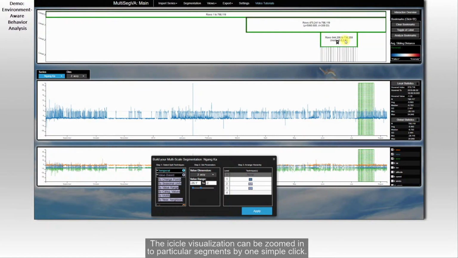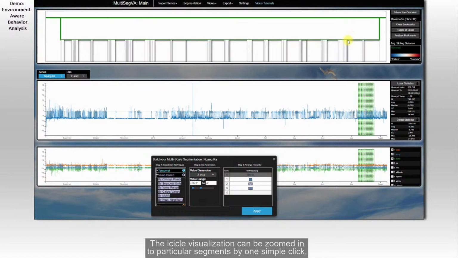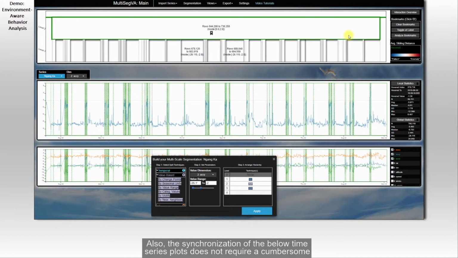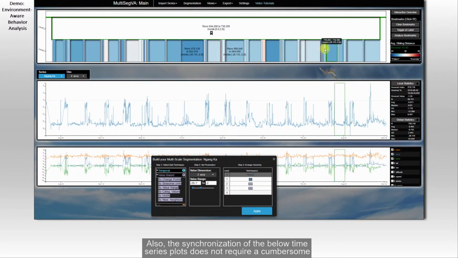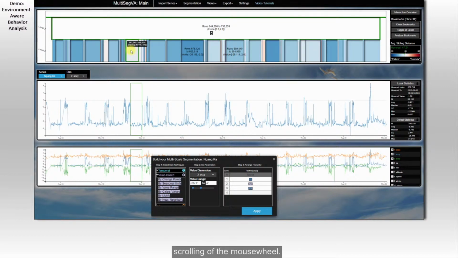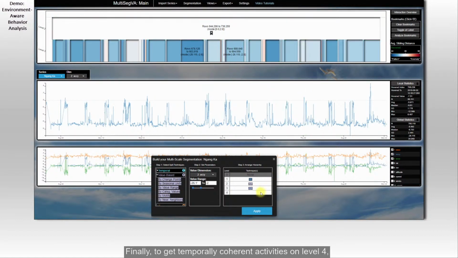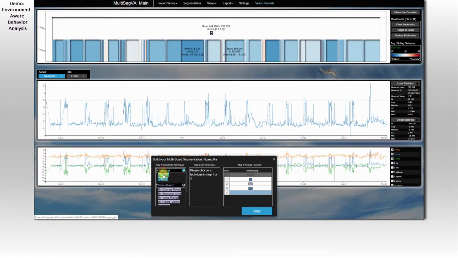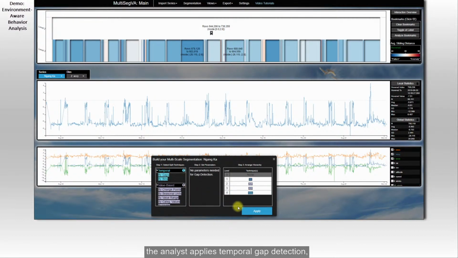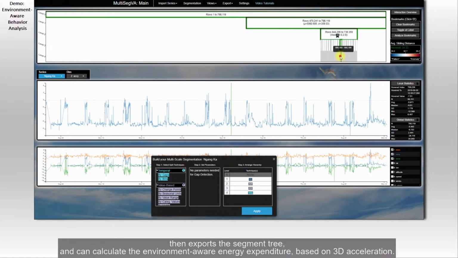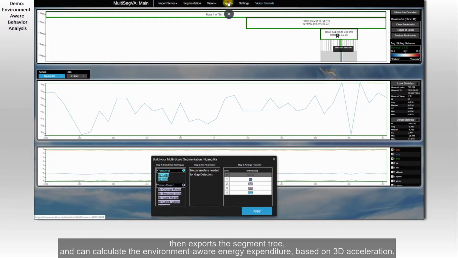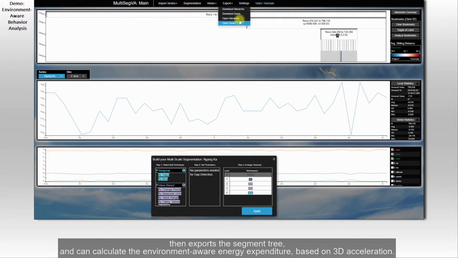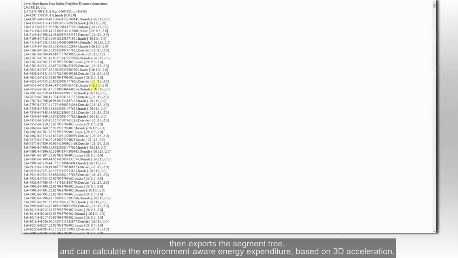The icicle visualization can be zoomed in to particular segments by one simple click. Also, the synchronization of the below time series plots does not require a cumbersome scrolling of the mouse wheel. Finally, to get temporally coherent activities on level 4, the analyst applies temporal gap detection. Then exports the segment tree and can calculate the environment-aware energy expenditure based on 3D acceleration.